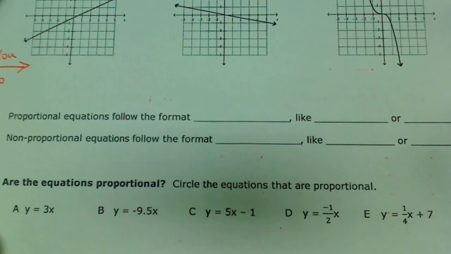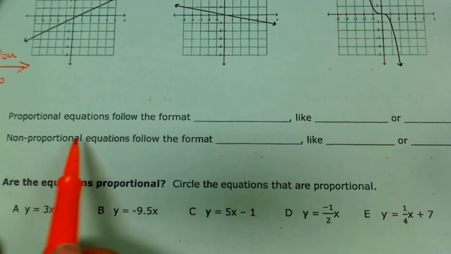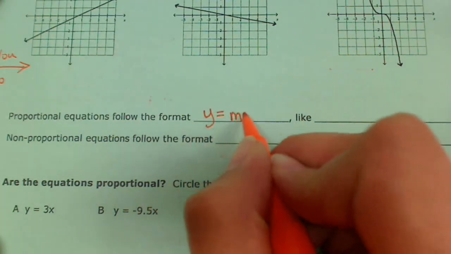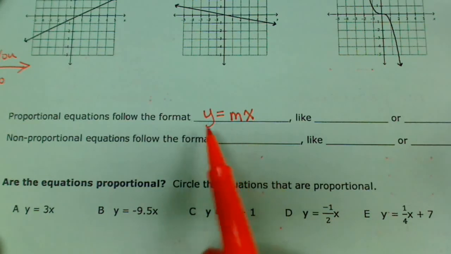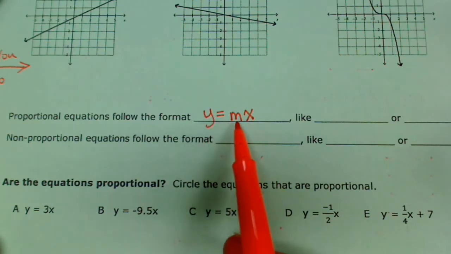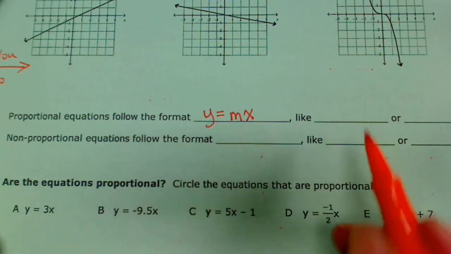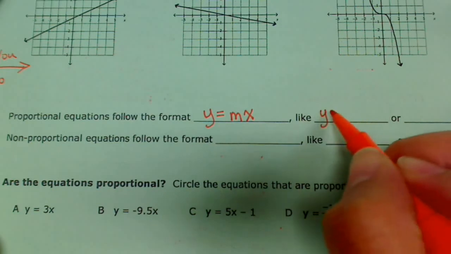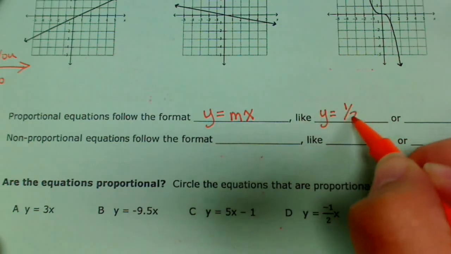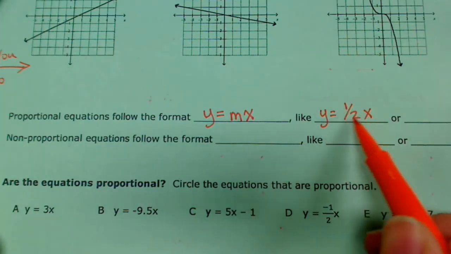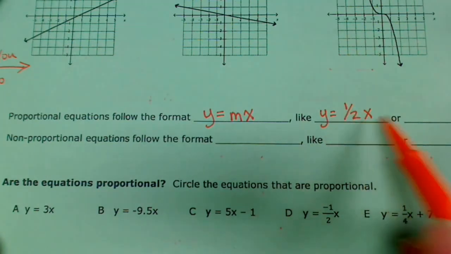Okay. The last way we can determine proportionality is by using an equation. So proportional equations follow the format: we're going to write y is equal to mx. So that means it's going to be y is equal to some number multiplied to x, and that is the only way it will be a proportional relation or a proportional equation. So for example, we can write down y is equal to 1/2 times x. So we know m here is 1/2 and x is the variable x.